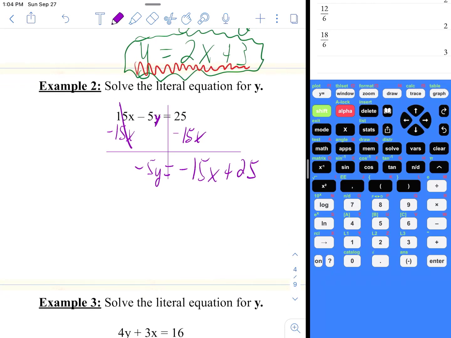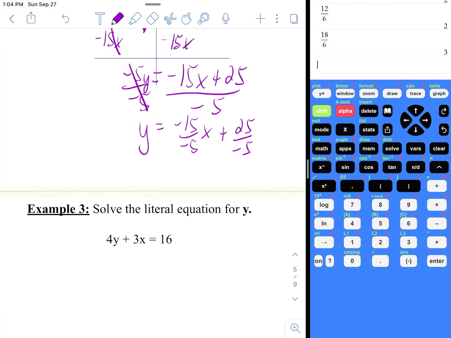We're going to divide both sides by negative 5. When we do this, we'll be left with y equals negative 15 over negative 5x plus 25 over negative 5. Remember, we're dividing each of those terms by negative 5.